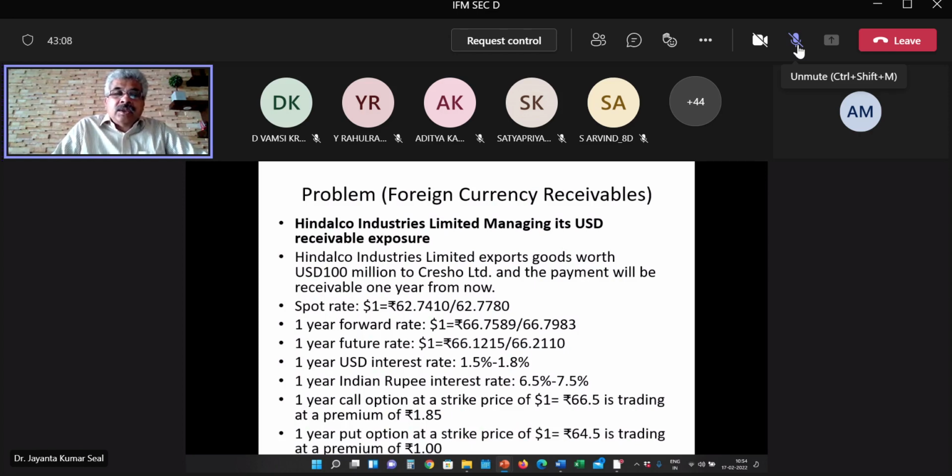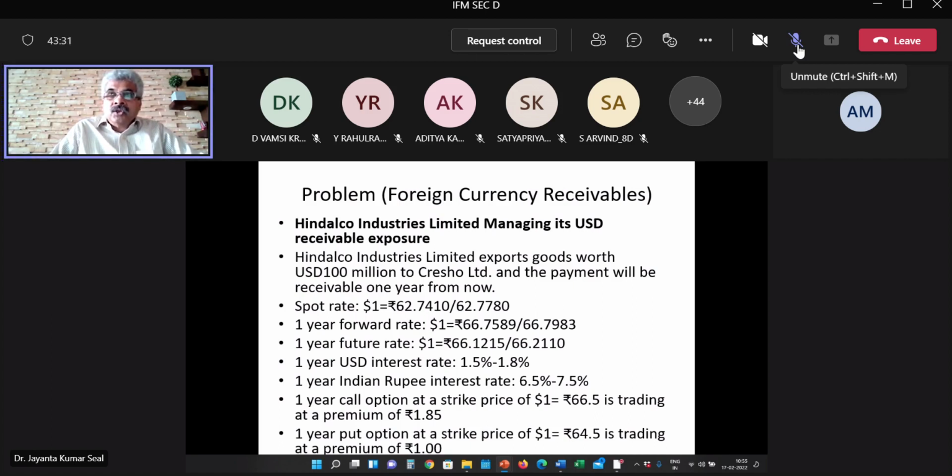In this case, what is happening? We have a receivable of $100 million. So in order to mitigate the risk, or net the risk, what do we need to do? We need to create a payable of $100 million. So how do you create a payable of $100 million? You borrow dollars.